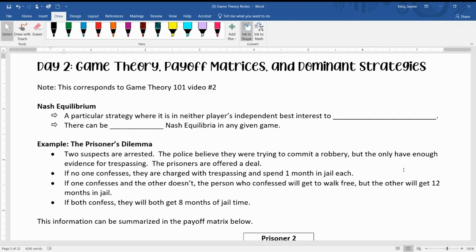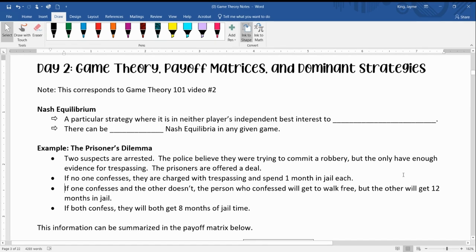You're going to notice in this note packet that these lessons are based around a book and a YouTube video series called Game Theory 101. So if you feel like you need extra support on any of this, pretty much every page in your note packet is going to have a little note like this that tells you what video it corresponds to on YouTube that you can use as some extra support. So that's just there as a side note for you.